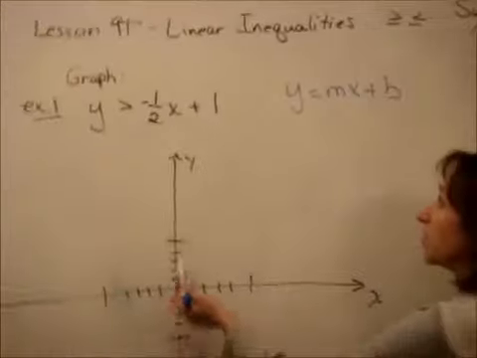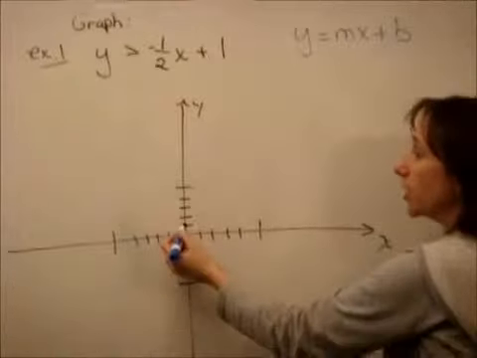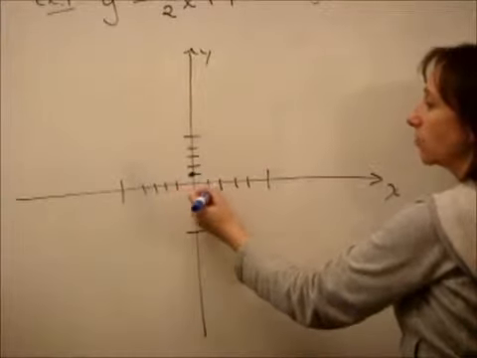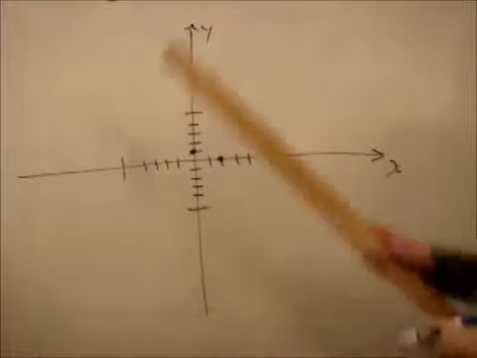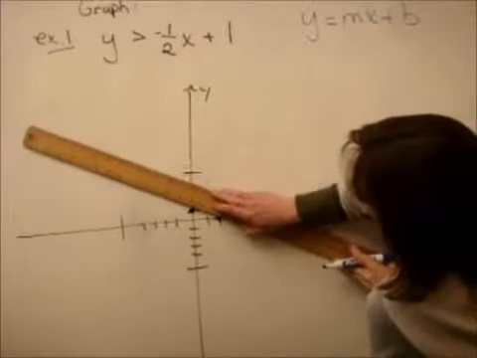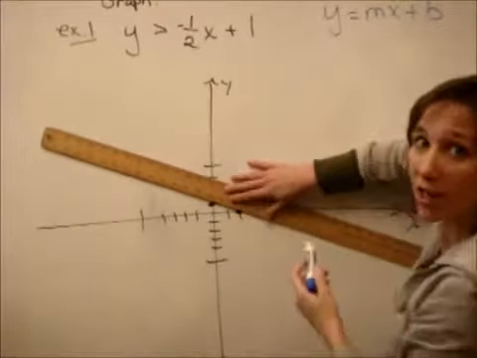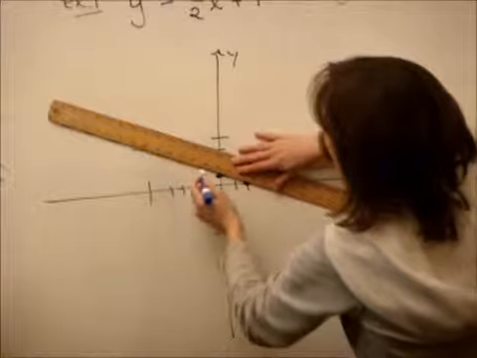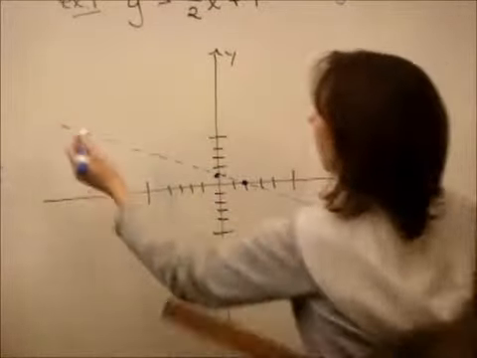Okay, once we have b, then we do a rise over run. It's rise minus 1, run 2. So we start at b, not at 0. We go down 1 and over 2, and we fill that in. That's our second point. You only need 2 points to draw a line. Yay! We're going to do a dotted line because it's greater than, not equal to. So we're just going to put a dotted line down here. And that's our line graph.